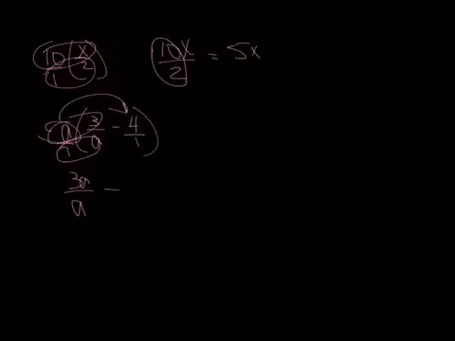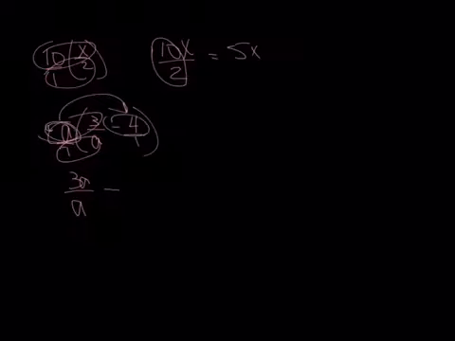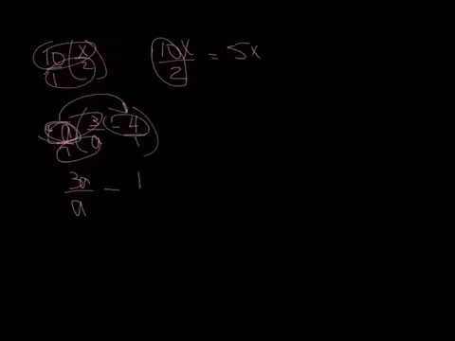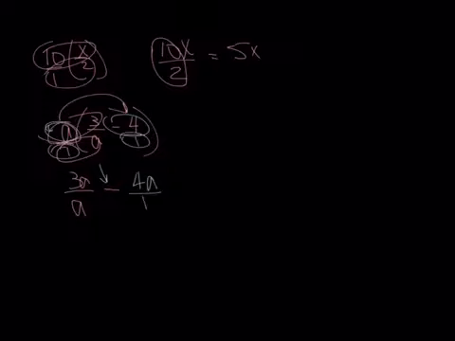So we have a, let me change my color, a times negative 4 is negative 4a, which is what this is. And 1 times 1 is 1. And we don't even need to put that on there. So we end up with 3a over a minus 4a.